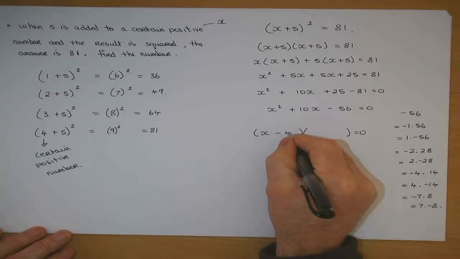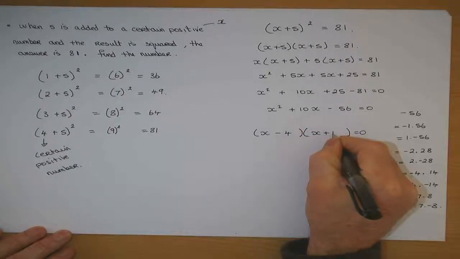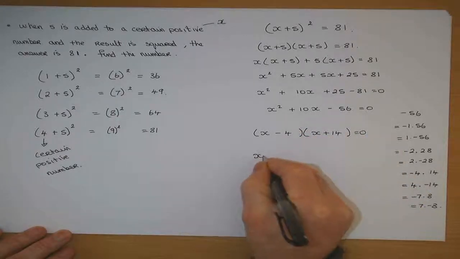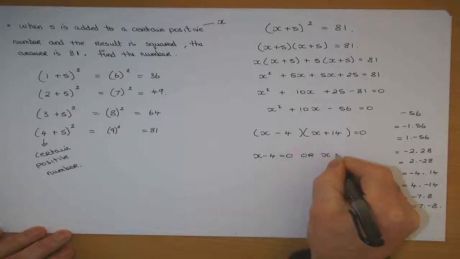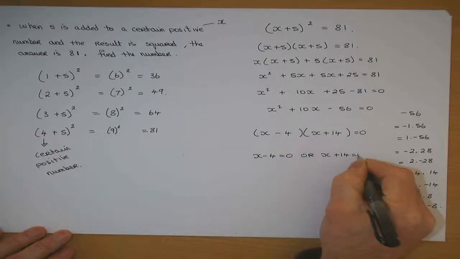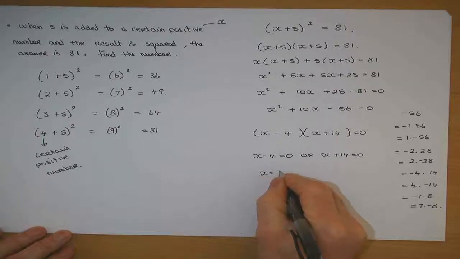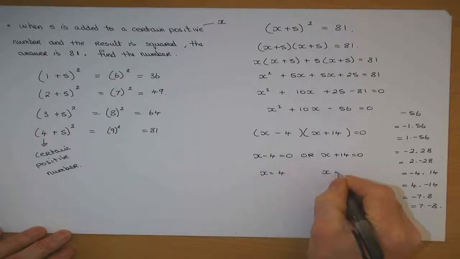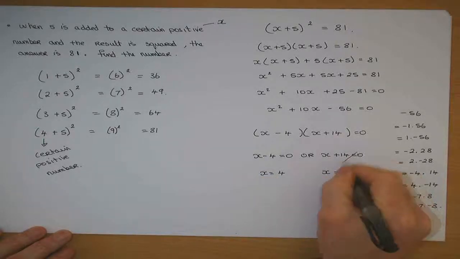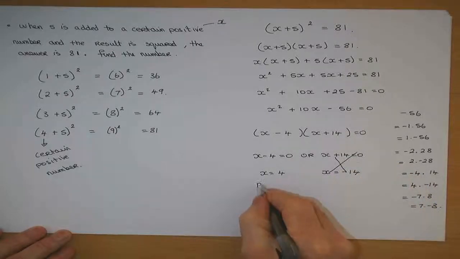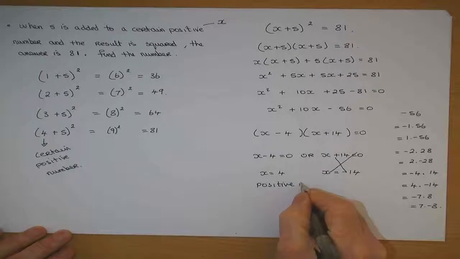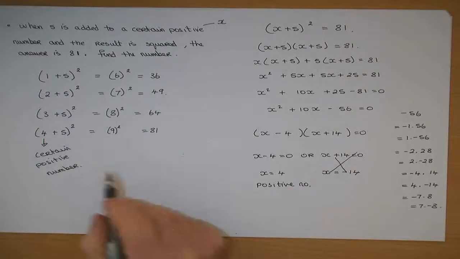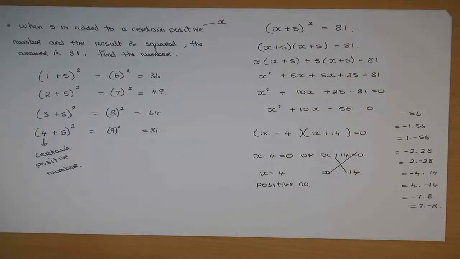X minus 4 and x plus 14. So x minus 4 is 0 or x plus 14 is 0. So x has to be equal to 4 or x is equal to minus 14. That's not an answer because they said it had to be what type of a number. So x is 4.